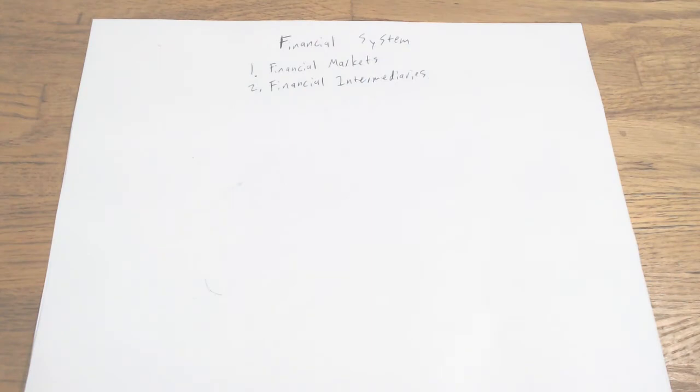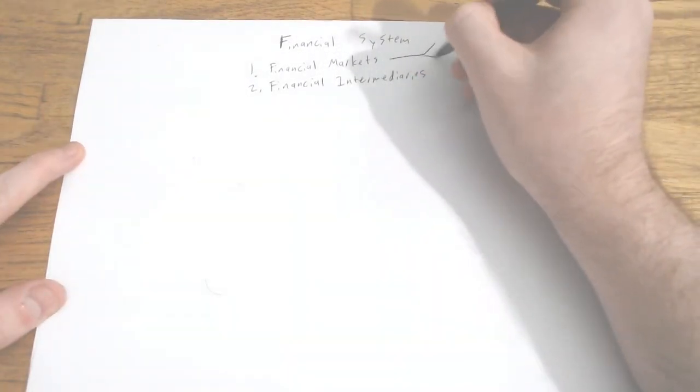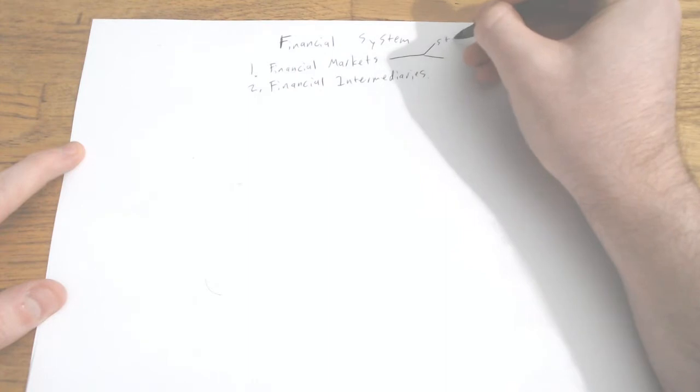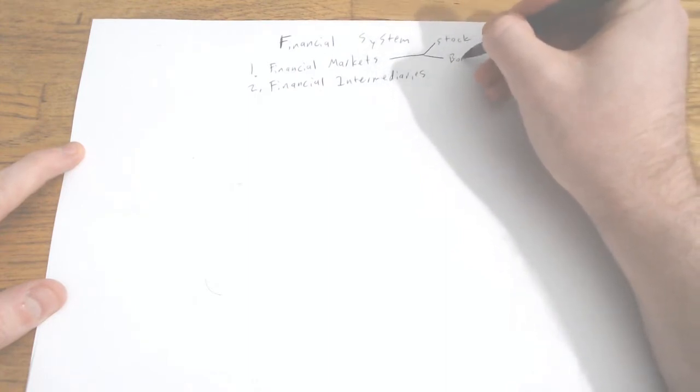A financial market is an institution in which a person who wants to save can directly supply funds to a person who wants to borrow or invest. The two most important financial markets in our economy are the stock market and the bond market.